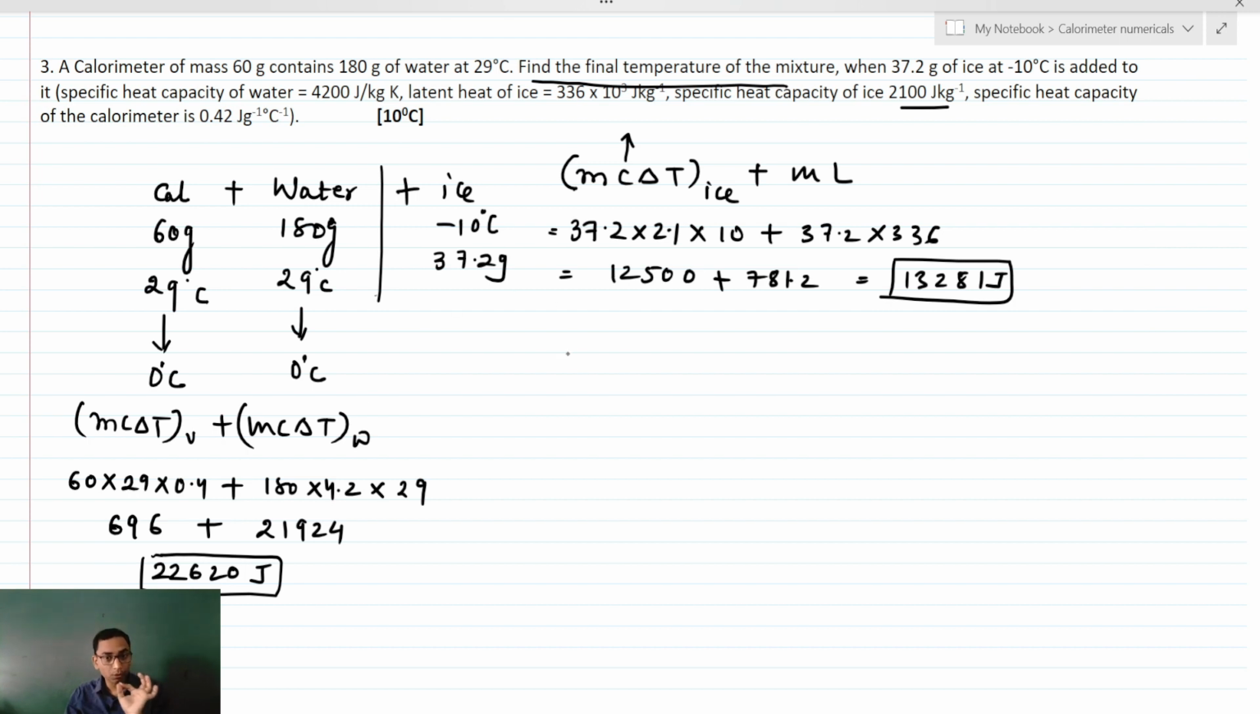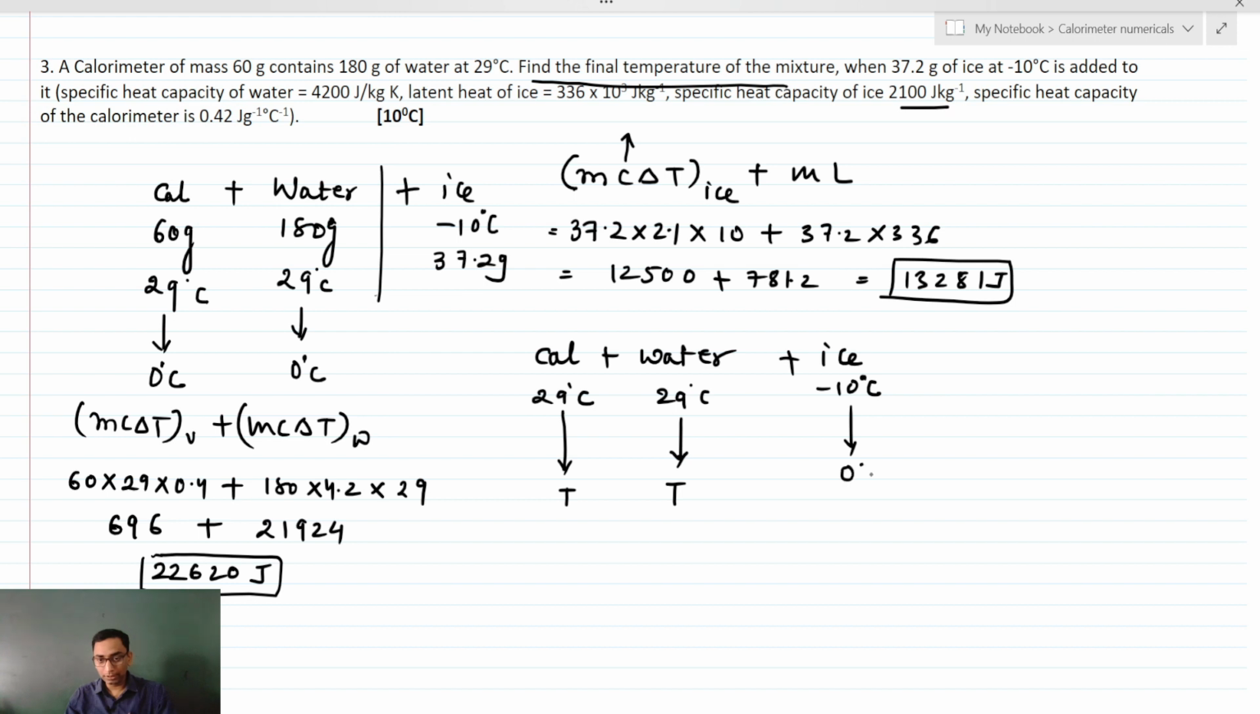So now let me tell you one thing about the final temperature. This is calorimeter and water, and here you are adding ice at -10 degrees Celsius. So what is going to happen? Please understand this. 29 degrees Celsius, 29 degrees Celsius. This may reach some temperature T, this may reach some temperature T, and this ice will reach 0 degrees Celsius. Then it is going to completely melt into water at 0 degrees, and again it is going to reach some temperature T. So the final temperature of the mixture is going to remain T, not 0, right? This was just an estimate that we had used for the calculations.